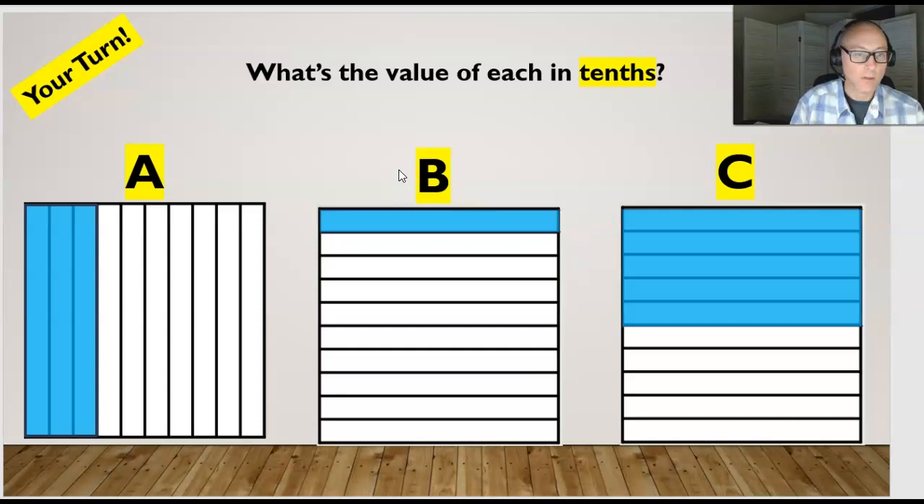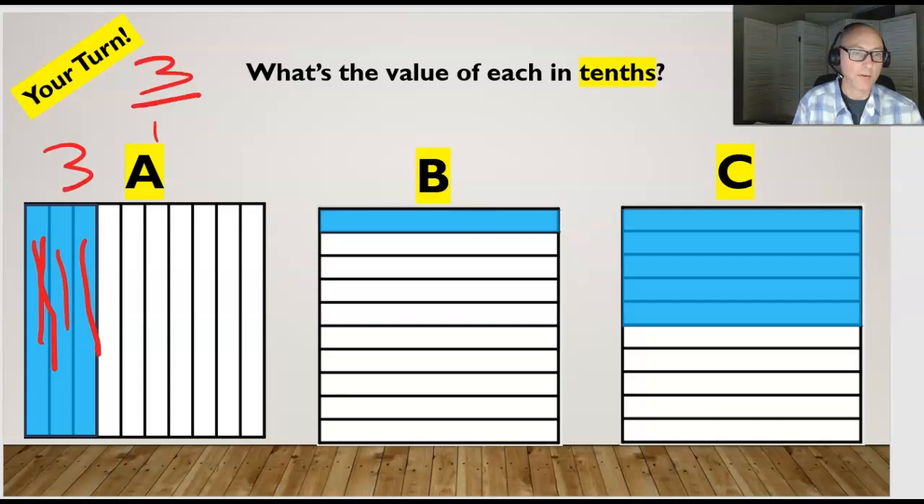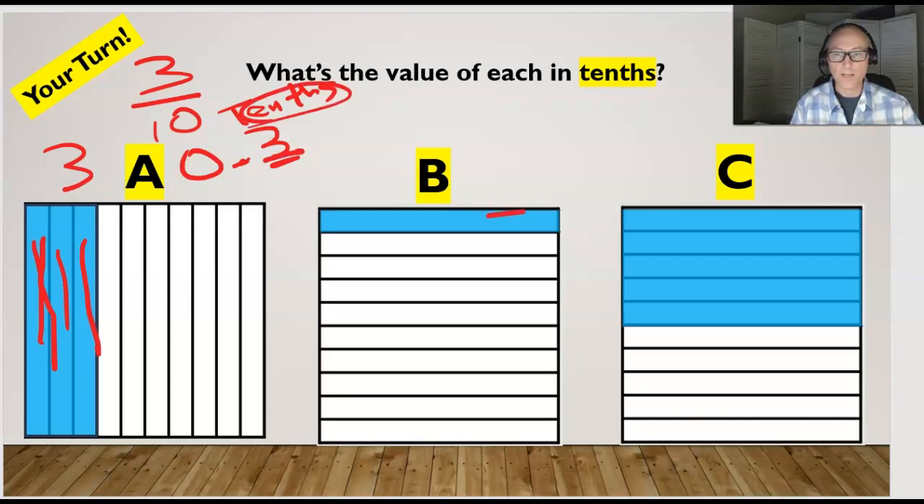Okay, how did you do? Did you get 3/10 for A? Yeah. 1/10, 2/10, 3/10. Sorry about my sloppiness there. That's 3. Would you write that 3/10? How would that be as a decimal? 0.3. Why? Because this is 3. We read the 3, and whatever place it is in, that's the word we say. Since this is in the tenth place, we say 3/10. What about this one? 1/10. This one? 1, 2, 3, 4, 5/10.